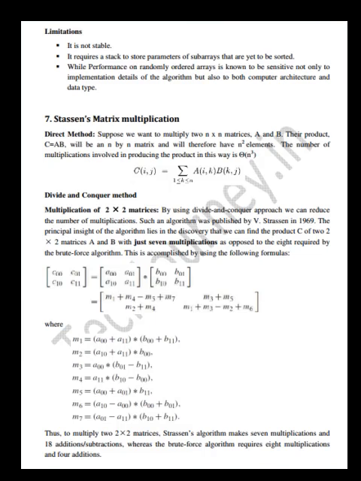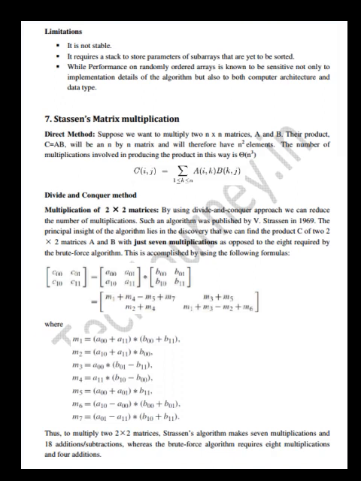Limitations. It is not stable. It requires a stack to store parameters of subarrays that are yet to be sorted, while performance on randomly ordered arrays is known to be sensitive not only to implementation details of the algorithm but also to both computer architecture and data type. Now let us see Strassen's matrix multiplication, the direct method.